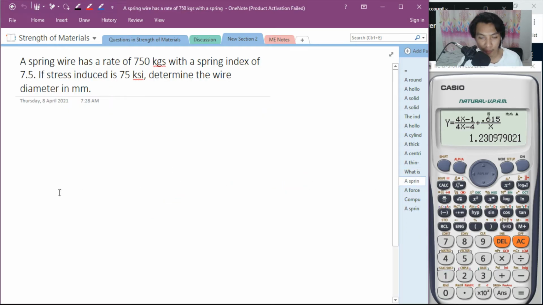How about problem number 12? A spring wire has a rate of 750 kilograms with a spring index of 7.5. If induced stress is 75 KSI, determine the wire diameter in mm. This is difficult. So, spring index C is equal to 7.5. What is being asked is the wire diameter, Dw. Going back to the formula.